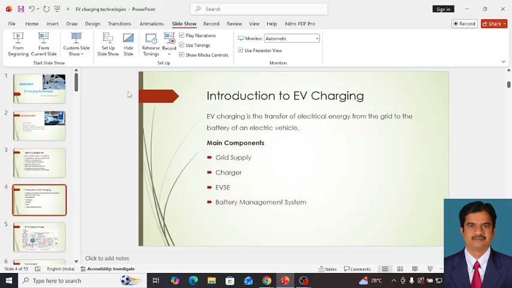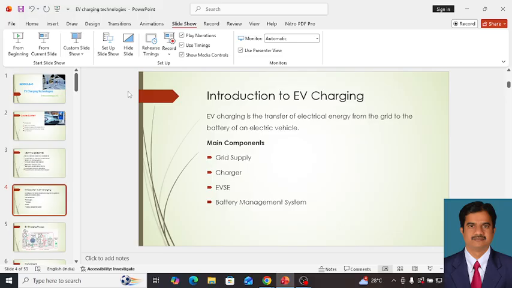The main components of EV charging are: the first component is the grid supply, the second one is the charger, the third one is the EVSE, electric vehicle supply equipment, and the fourth one is the battery management system. In the last class, we discussed the battery management system. Now we are going to discuss the remaining components of EV charging, that is, grid supply, charger, and the types of charger involved in EV charging.